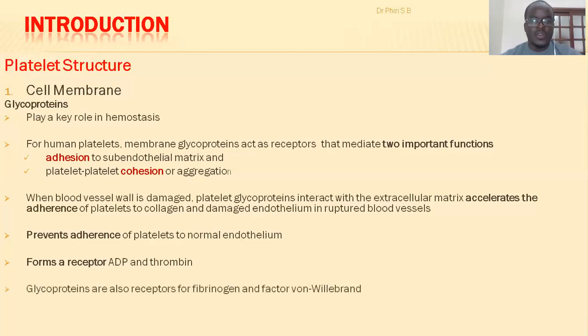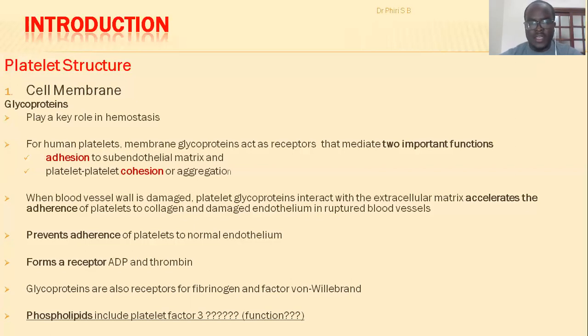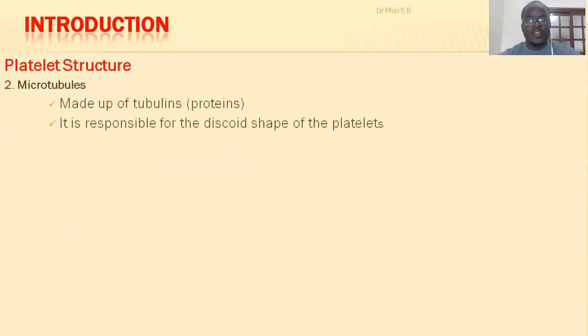The glycoproteins are also receptors for fibrinogen and Von Willebrand factor. Like I said, these glycoproteins can bind to Von Willebrand factor or fibrinogen. The phospholipids include platelet factor 3. Some of these phospholipids are called platelet factor 3, but its major function is not known at the moment. Just note that the phospholipids are involved in activation of certain clotting factors, like I've already mentioned. So we also have the microtubules.